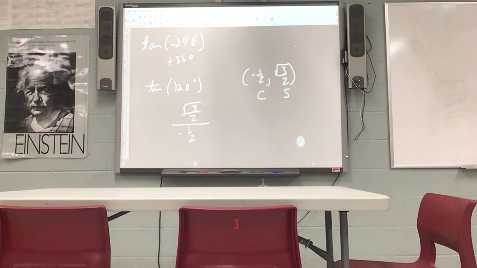Now we remember that dividing by a fraction is the same as multiplying by the reciprocal. So this would be square root of 3 over 2 times negative 2 over 1. Those 2's can cancel out. So all I've got left on top is a negative and a square root of 3. On bottom I got a 1, so I can put it or I don't have to. So the tangent of negative 240 degrees would be the negative square root of 3.